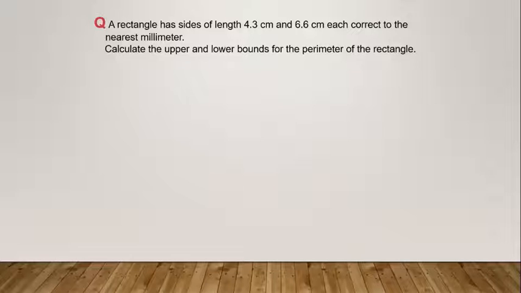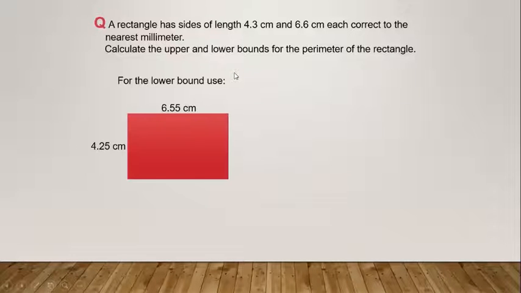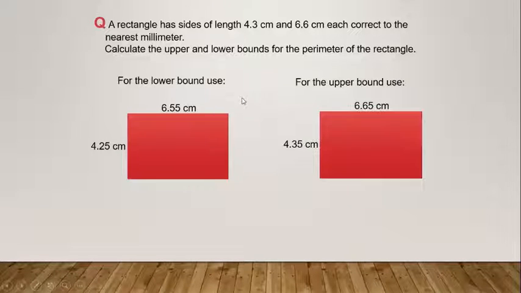So remember here what happens, children. Students usually just find the perimeter using the given quantities, and then they find the upper and lower bound. It is not to be done so. We first find the lower bound of the given quantities. So the lower bound for the width of the rectangle, which was 4.3 centimeter, is now 4.25, and the lower bound of the length, 6.6, is 6.55 centimeter. And for the upper bound, we will use the upper bound of the length. 6.6 was the length, so the upper bound is 6.65 centimeter, and the upper bound of the width is 4.35 centimeter.